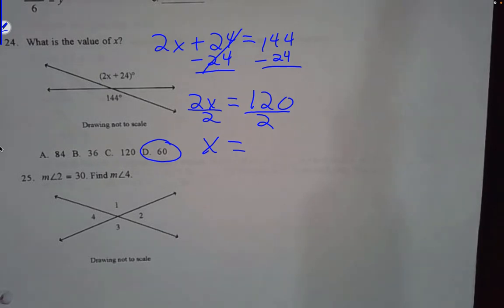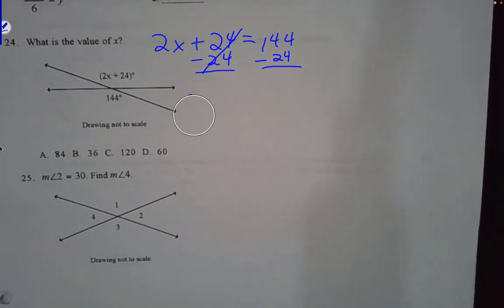Can I erase? Yeah? Okay, on the next one, I'm just going to write what they tell me. They said angle 2 is 30 degrees. What's the measure of angle 4? 30 degrees. How'd y'all know that? Because vertical angles are the same. They're equal, okay? They're vertical angles.